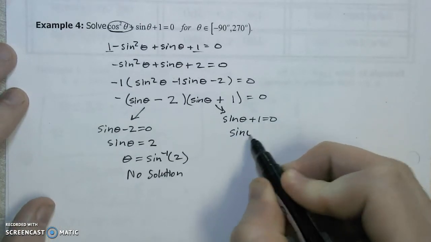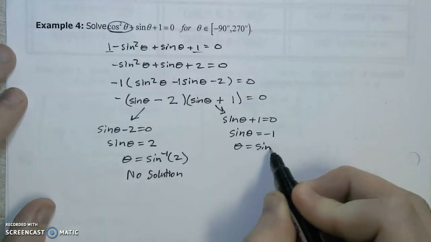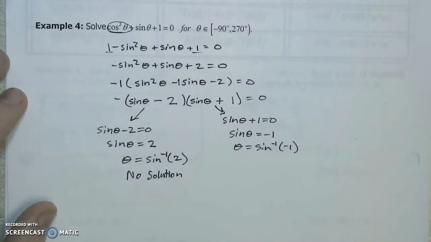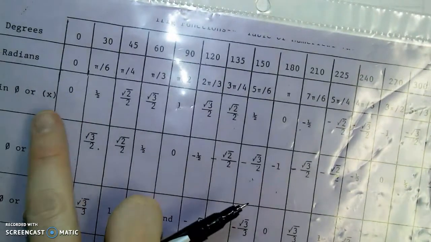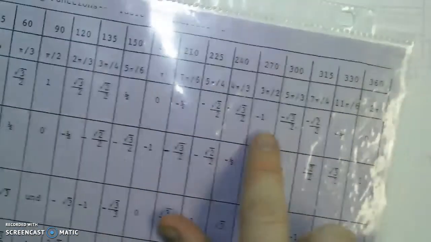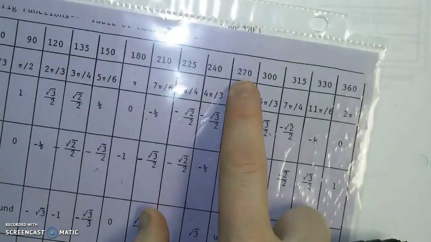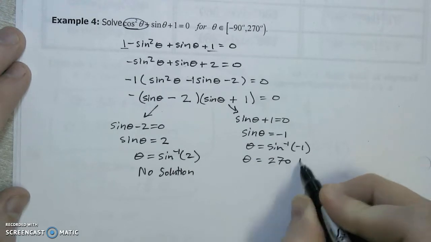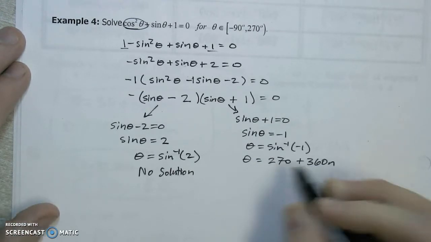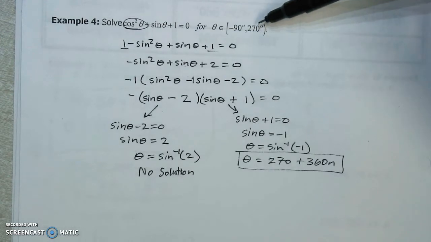So if I subtract 1 to the other side, I get negative 1. If I do inverse sine to the other side, I've got theta isolated now. So I want to look at my table and see where does sine equal negative 1. Sine's only negative 1 in one location, right here, and we're in degrees, so that'd be 270 degrees. We're going to make that a general solution by adding 360 in. So that's my only general solution here, and I want all the answers between negative 90 and 270.